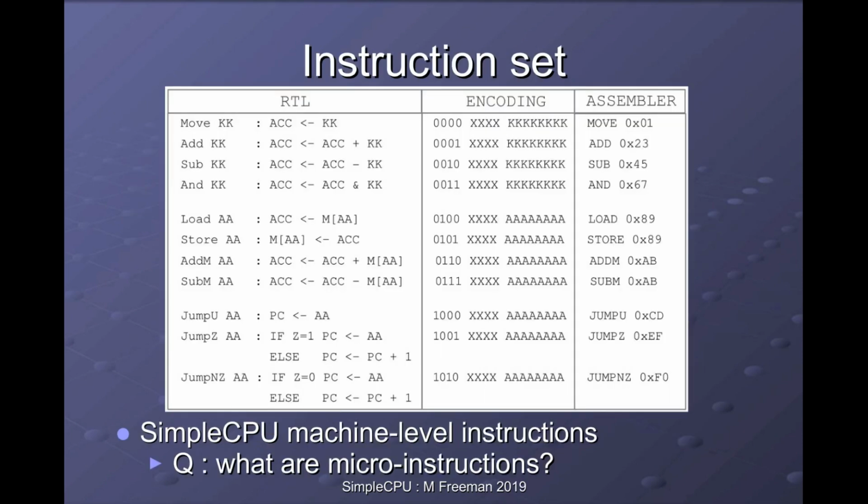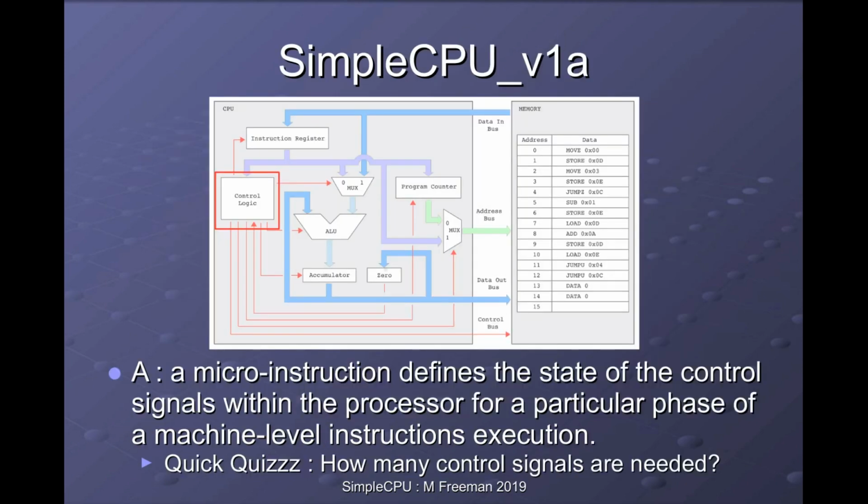So this is the instruction set that the simple CPU supports. So we've got our basic 11 instructions. And we saw in the last lecture and the CPU Sim Labs, how these will be broken down into a series of steps, a series of microinstructions inside the processor. Well, a microinstruction is just the state of the control signals within the processor for each phase of the machine level instruction's execution. And each element within the processor will have one or more control signals.